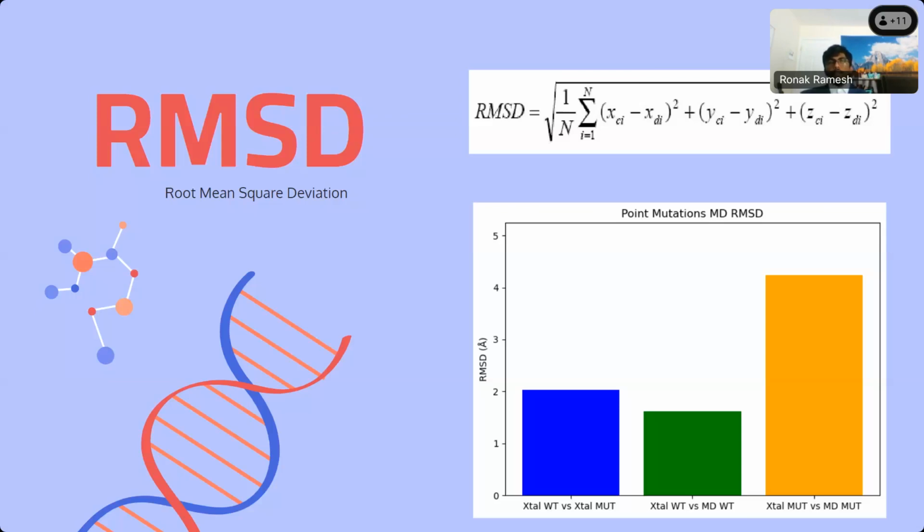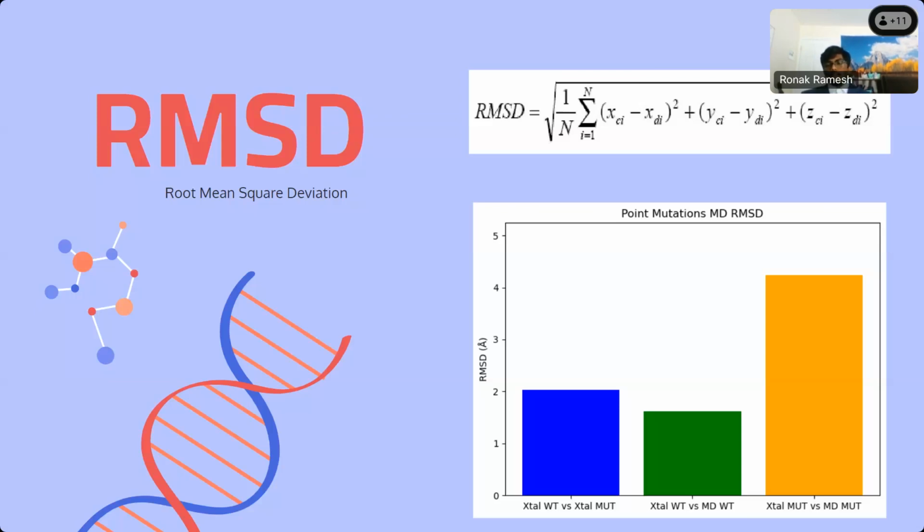The second green bar here is a comparison that assessed the fluctuation of the wild-type protein structure obtained from molecular dynamic simulations around the crystal wild-type structure, and it gave me insights into the inherent flexibility and dynamic behavior of the wild-type protein in a simulated environment. The calculated RMSD value for this comparison was only 1.7 angstroms, which showed me a close correspondence between the molecular dynamic simulations and the experimental structures.